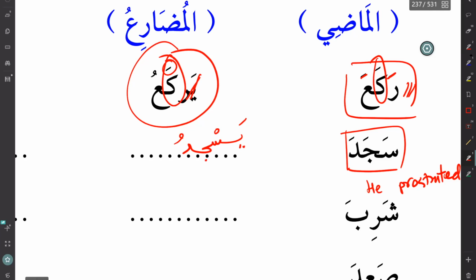Yes, but we don't know what to say on the middle letter. We cannot make it up. It could be yasjadu, it could be yasjidu, it could be yasjudu. At this point, there's no way for us to find out. We have to know these things. Okay, we have to know this. So here we have to put dhamma. The correct spelling is with the dhamma. Sajada yasjudu. Something that we have to memorize.